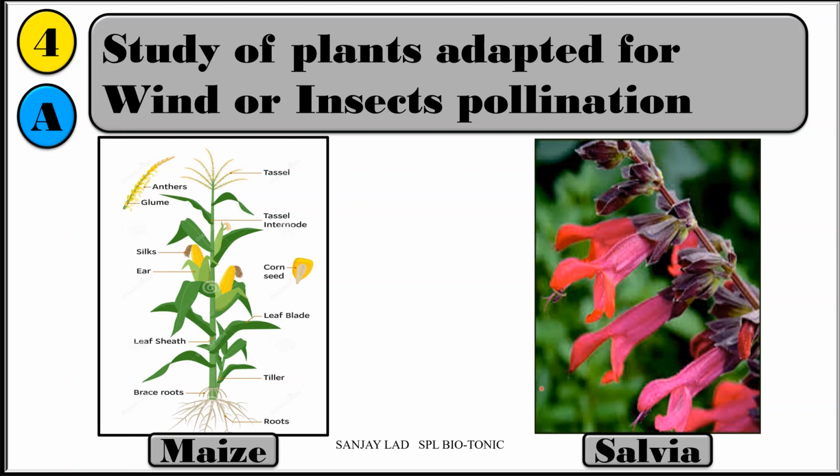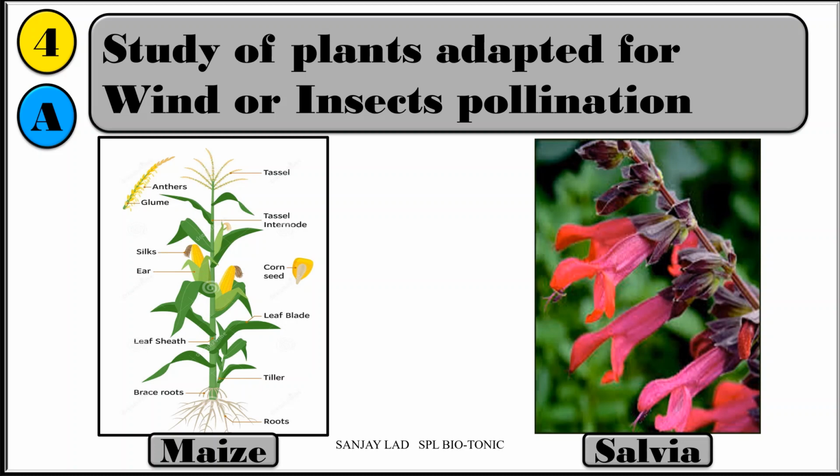For salvia, you have to write the given plant is salvia adapted for insect pollination, and you have to write the features of salvia for insect pollination, such as the flowers are attractive, they are decorative, they show the presence of nectar, etc.